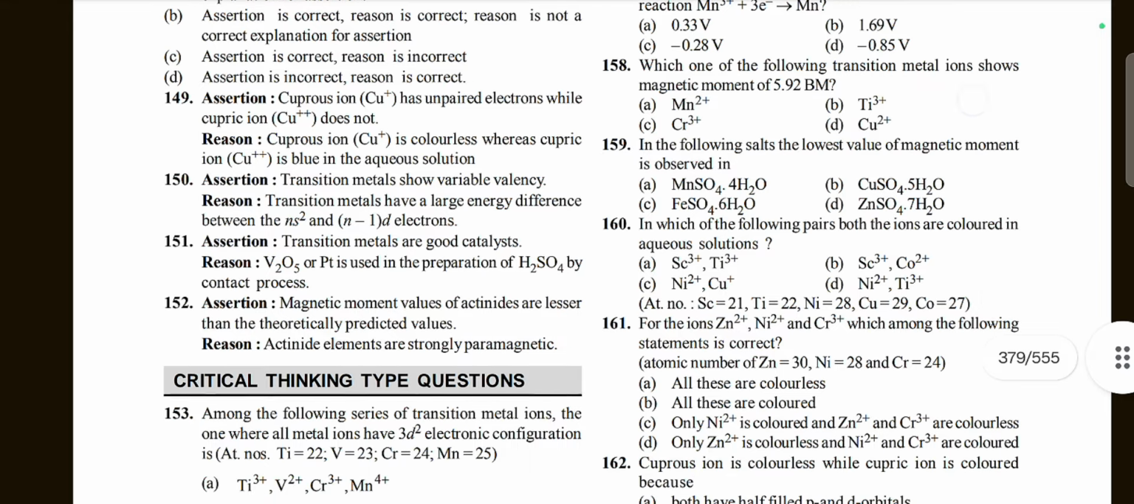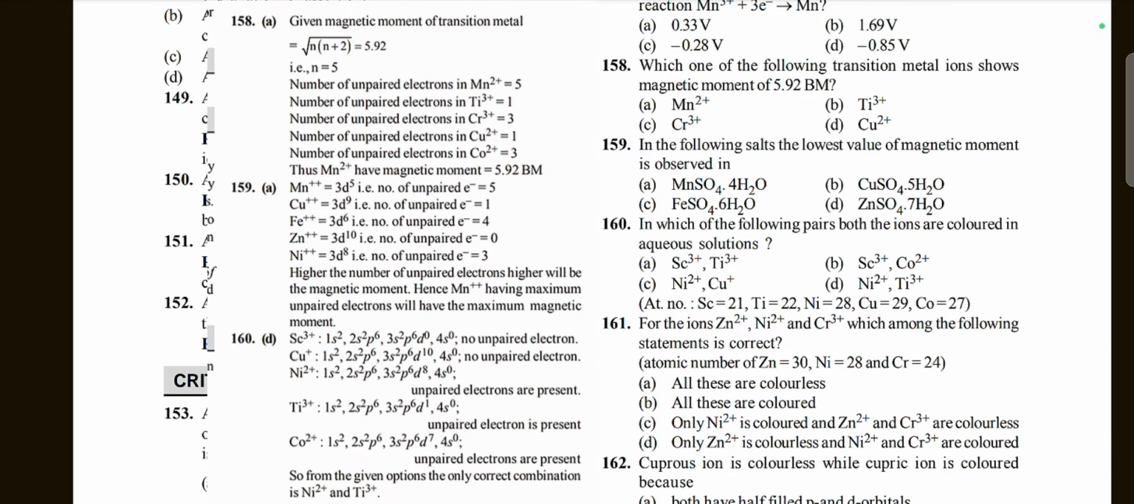Which one of the following transition metal ions shows a magnetic moment of 5.92? On putting the relation root of n(n+2) equals 5.92, n equals 5. In case of option A, which is Mn2+, unpaired electrons are 5. So option A will be the answer.